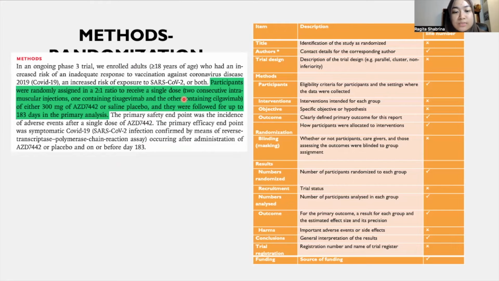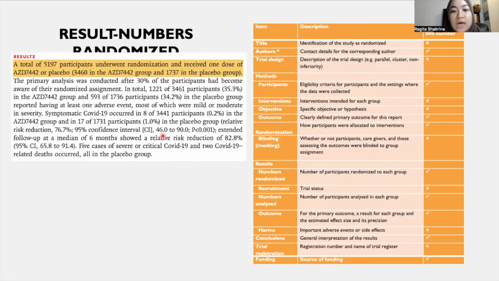Then next is the method on randomization, and we know the definition is how participants were allocated to intervention. In this highlight, participants were randomly assigned in a 2:1 ratio to receive a single dose, until the primary analysis. Let's move on. For the blinding, there is no blinding.